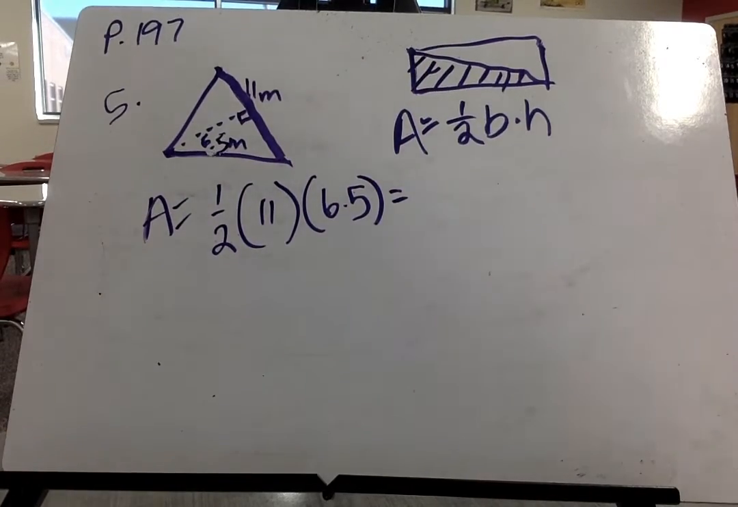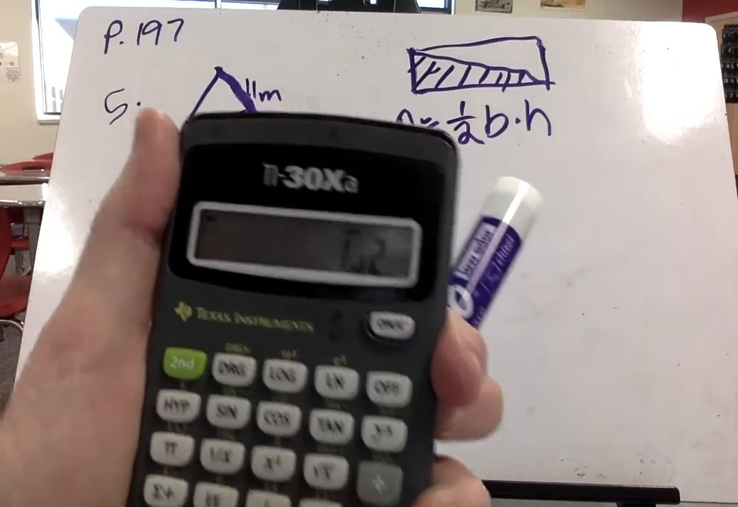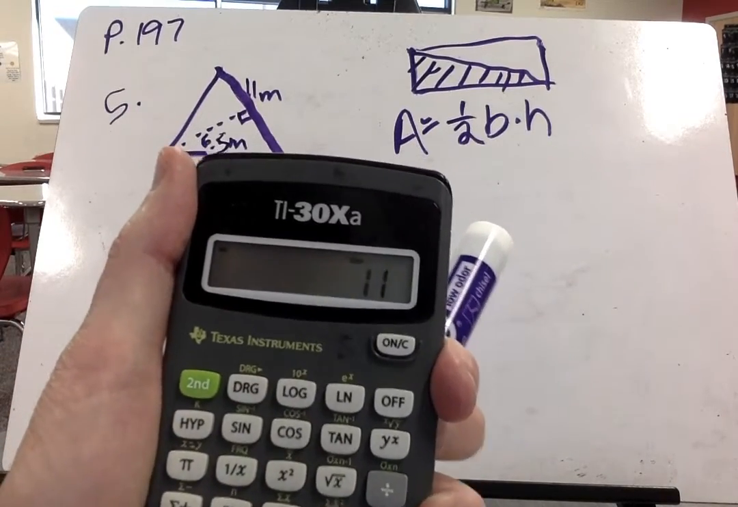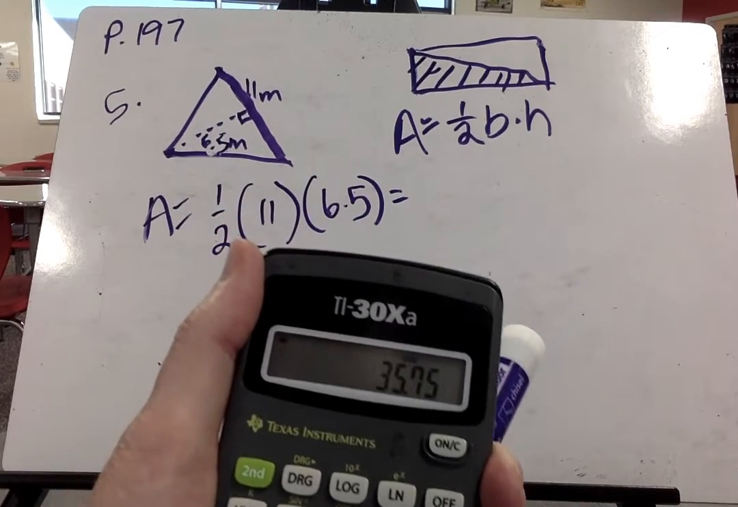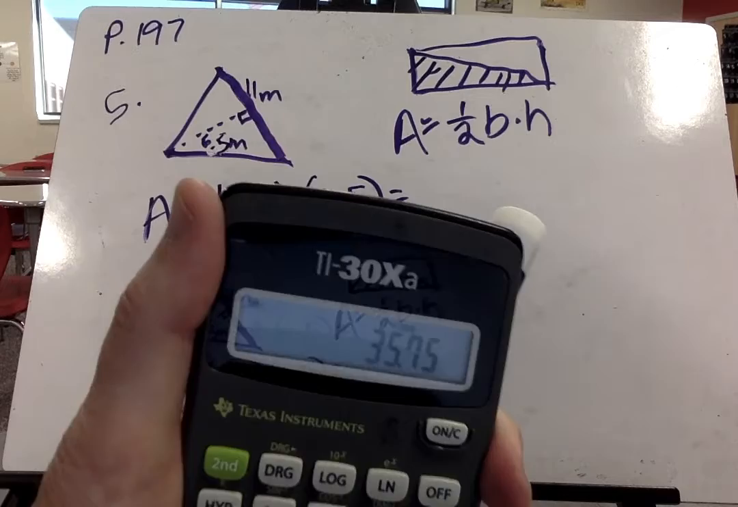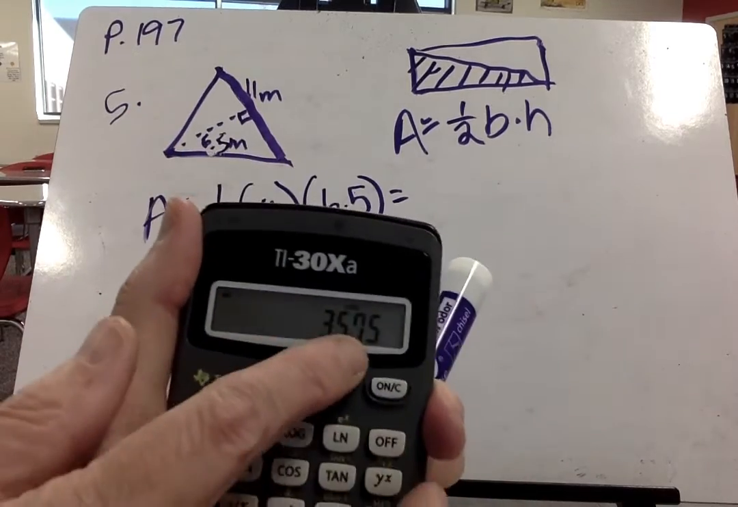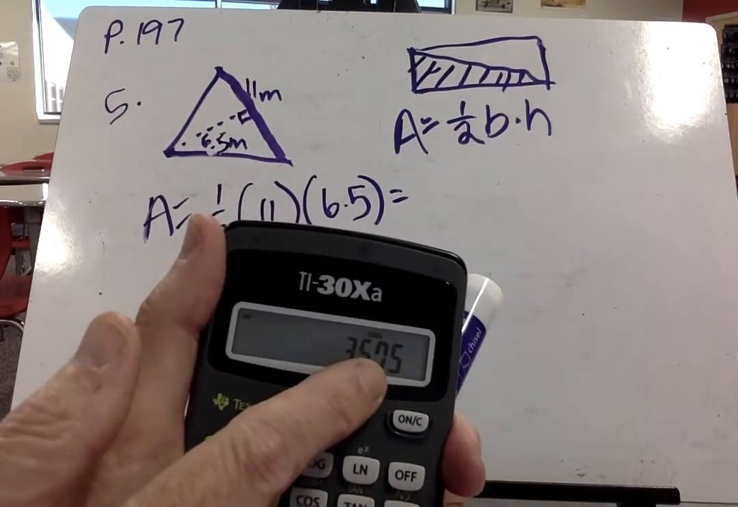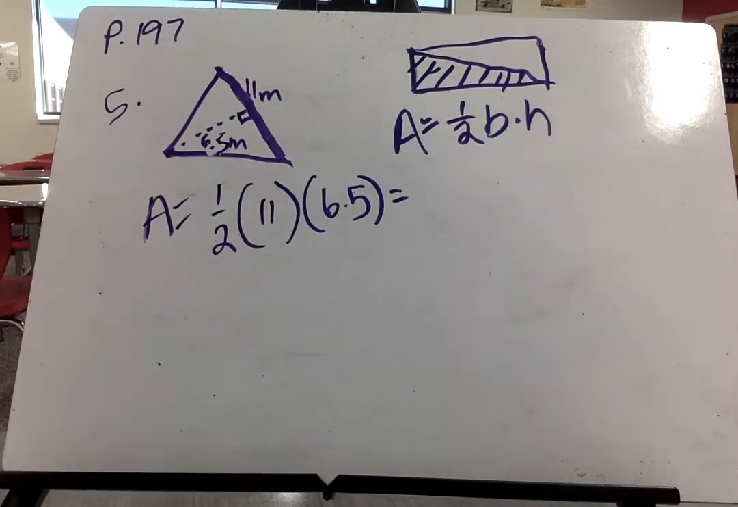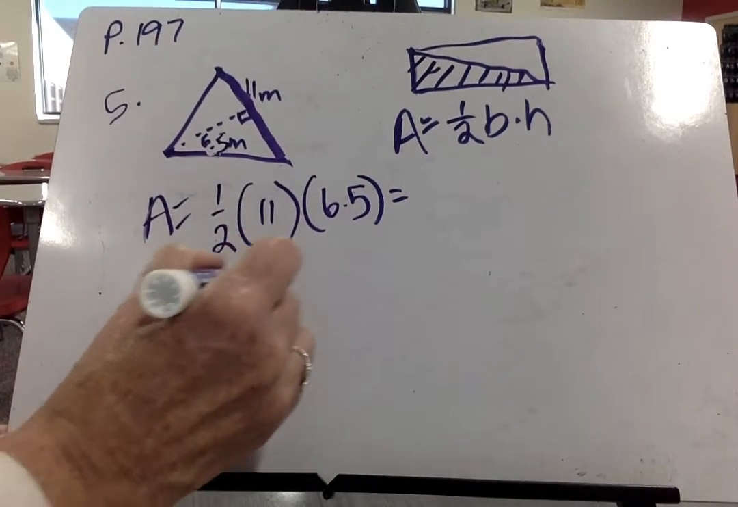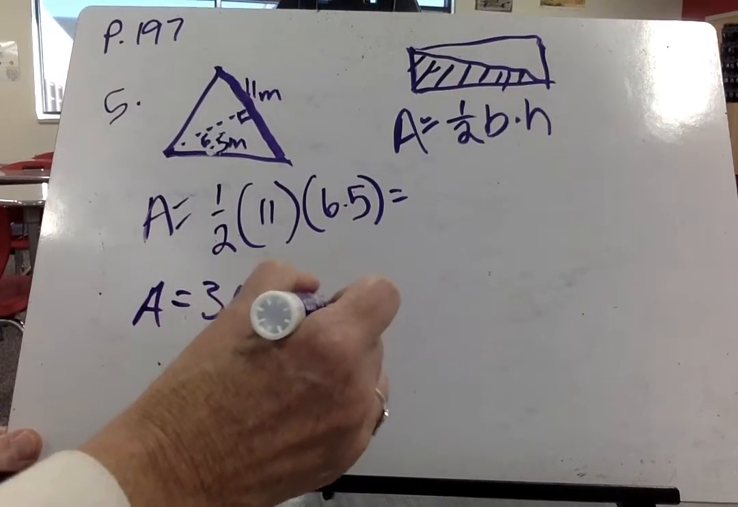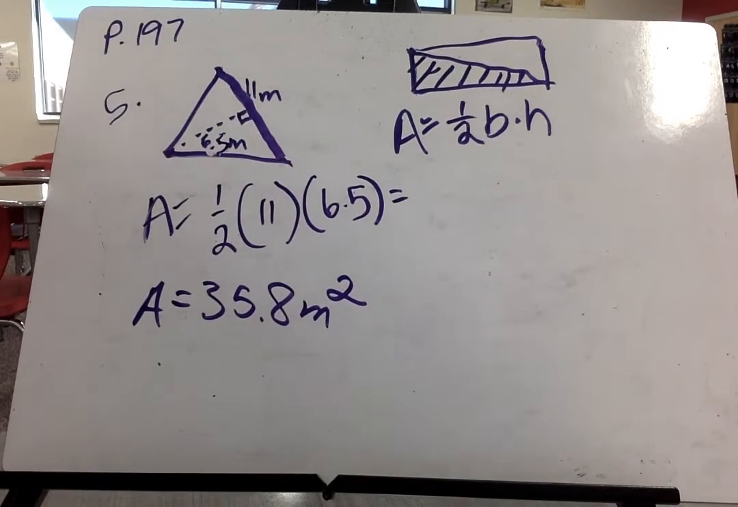We take our handy dandy calculator. We go 1 ABC 2, so 1/2 times our base, 11, times our height, 6.5. 35.75. We're going to round to the nearest tenth. Since the 5 is 5 or above, it makes that 7 go up to an 8. So we say 35.8 meters squared.